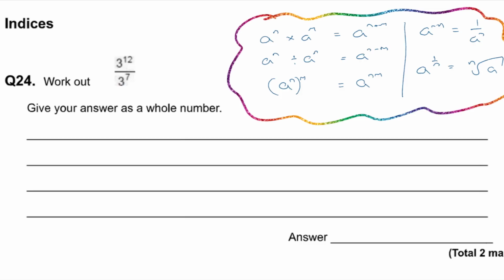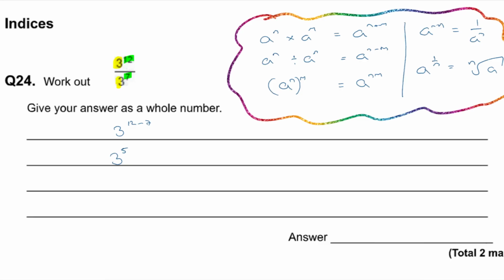Question 24. Work out 3 to the 12 divided by 3 to the 7. I've got numbers with the same base. It's that second rule, isn't there? I'm going to have to subtract the indices. So 3 to the 12 divided by 3 to the 7 is going to be 3 to the 12 minus 7. That's going to be 3 to the power of 5. Now it's asking us for an answer as a whole number here. So I'm going to have to evaluate 3 to the power of 5.